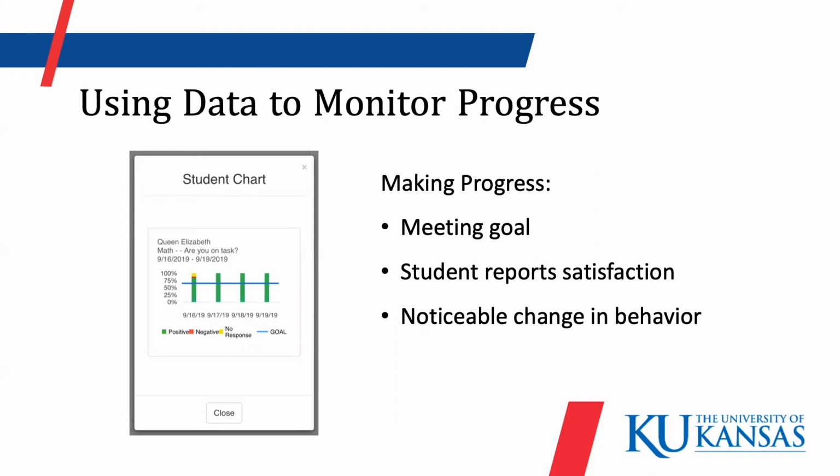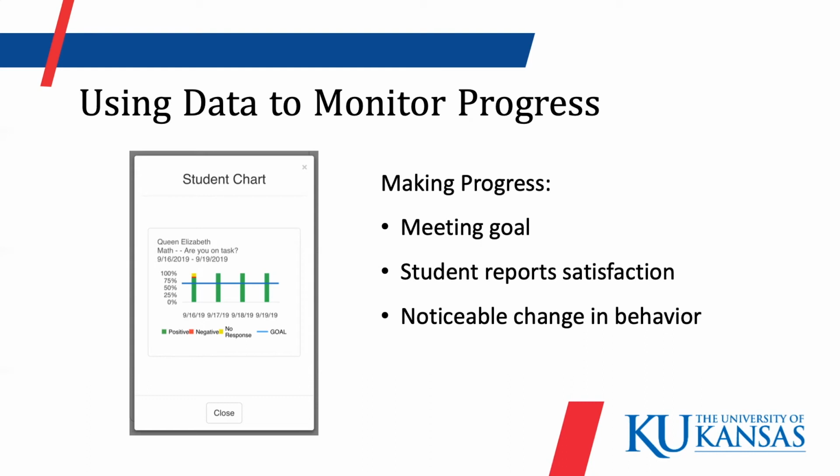And there should be a blue line, which is the goal line, right? So you may have a student who is monitoring, are you on task, like we have here in the example, and it shows that this student has monitored 4 times. All 4 times their positive responses were above the goal line, which is great, right? That's what we wanted. Now, again, this might look different if you were monitoring something like, do you need help? Your negative responses might be higher, or do you need a break?